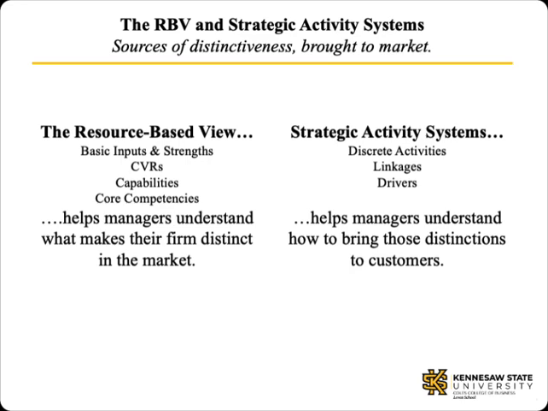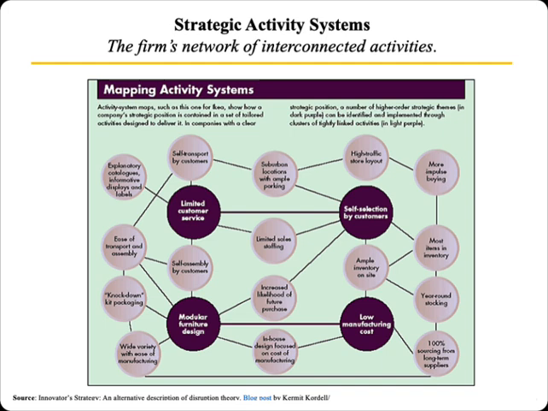Strategic activity systems focus on how firms organize their activities to bring those elements of distinctiveness to the market by breaking a firm down into discrete activities, building linkages between them, and understanding drivers, or those existing factors that influence strategic decisions and impact the overall firm performance. Going through these mechanics will help managers get a view on the overall intention of value configurations, allowing sources of distinctiveness to flourish in the marketplace. Let's go back to IKEA to illustrate these interactions.